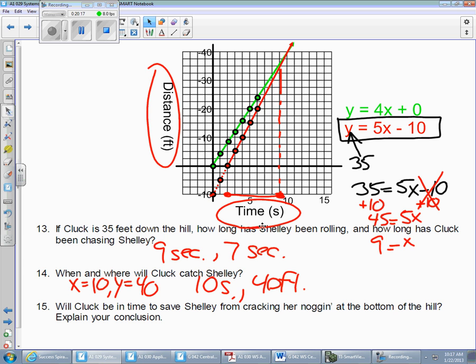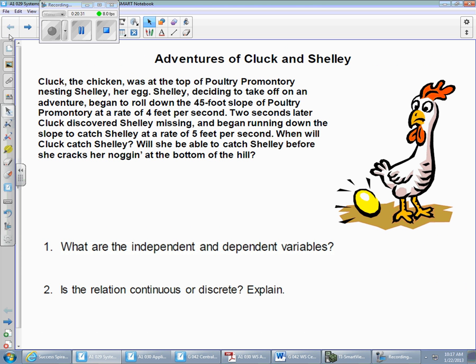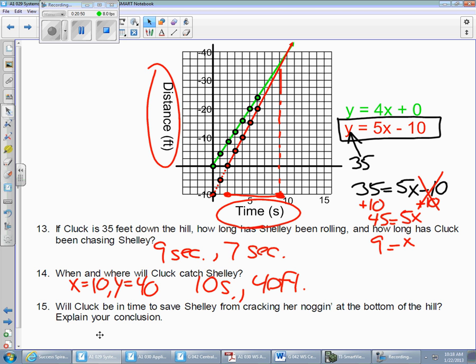And lastly, number 15 asks, will Cluck be in time to save Shelley from cracking her noggin at the bottom of the hill? Explain your conclusion. Well, it's been a while since we read this thing. Back in the beginning, we had a scenario. It said Cluck the chicken was at the top of Poultry Promontory nesting Shelley her egg. Shelley decided to take off on an adventure, began to roll down the 45-foot slope of the hill at a rate of 4 feet per second. Well, 45 feet. Well, let's see. Did you make it in time? No, only 40 feet had gone by. And it said that the hill was 45 feet.